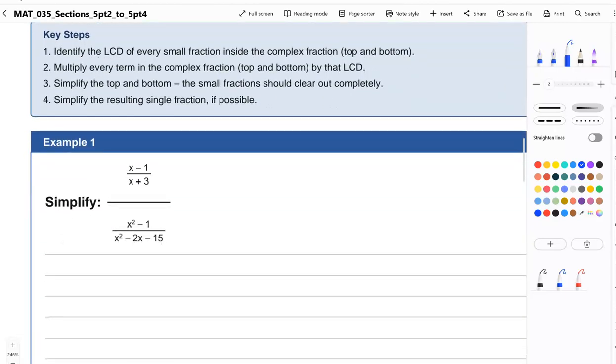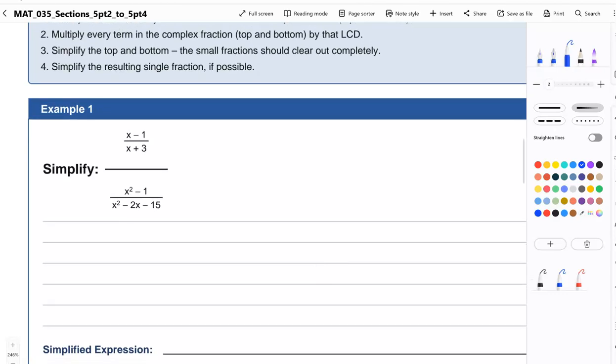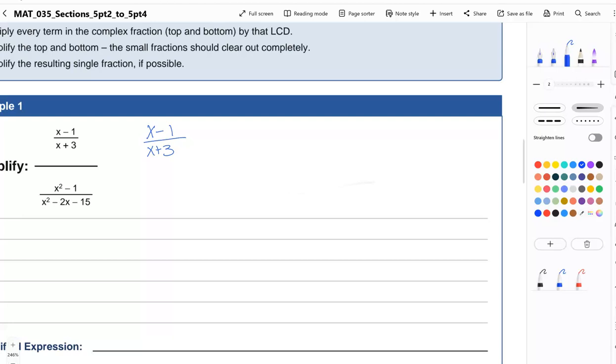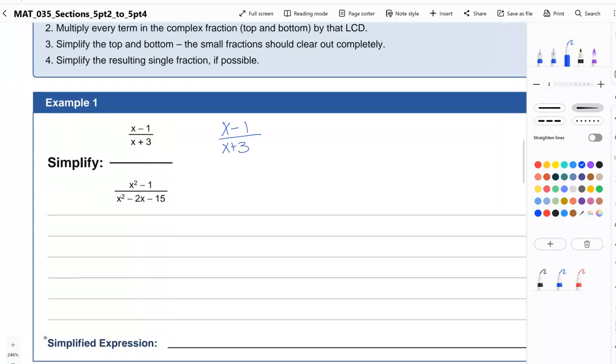Okay, the last one we're going to look at is a complex fraction. So we have a fraction over another fraction. So this is really the same type of thing. I'm going to rewrite that. So x minus 1 over x plus 3 is the top fraction over the bottom fraction, x squared minus 1 over x squared minus 2x minus 15. So I'm going to do that top fraction, x minus 1 divided by x plus 3. That bar that separates the top and bottom fraction is really just a division sign. So I'm going to write it as division. And then we have x squared minus 1 over x squared minus 2x minus 15.